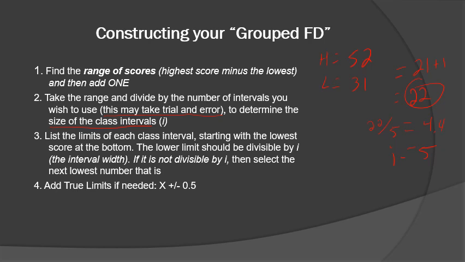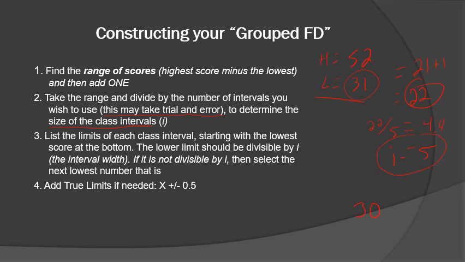So how we start this is we go to the lower limit. The lower limit we set first. We look at the lowest number in the data set. Is that lowest number divisible by our I? Is it divisible by 5? No, it's not divisible to be a whole number. So instead we're going to round down to the next lowest number below it that is divisible by 5. In this case, we go down to 30. So our smallest interval is going to start at 30.